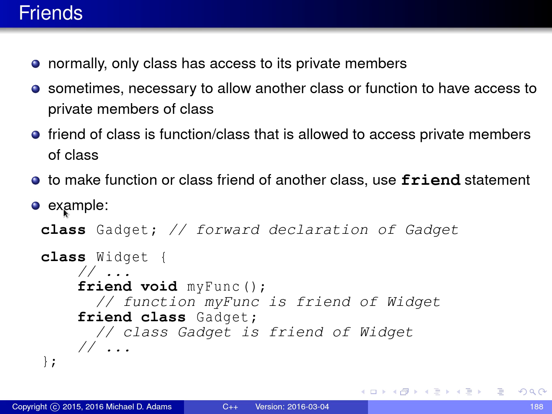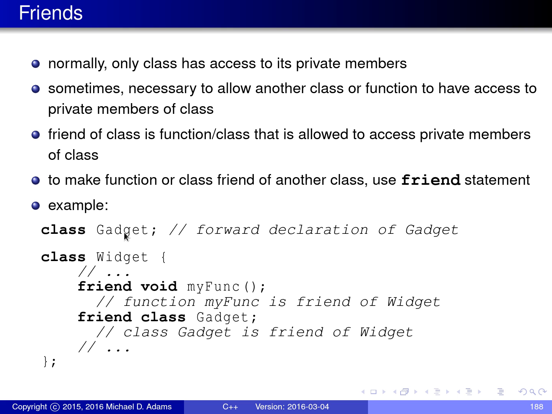So I have a small example on this slide here. We have two classes, one called gadget and one called widget. And the basic idea here is widget has some private members. I'm not showing them here, but they're basically represented by the ... here. So there's some private members in the widget class.